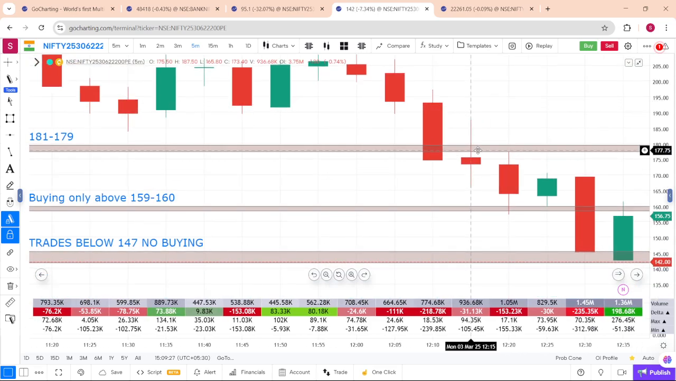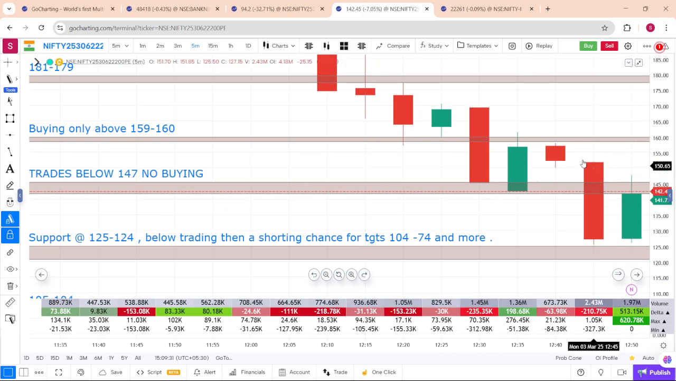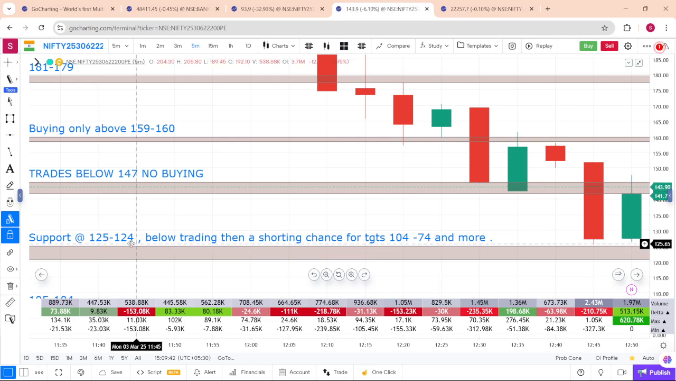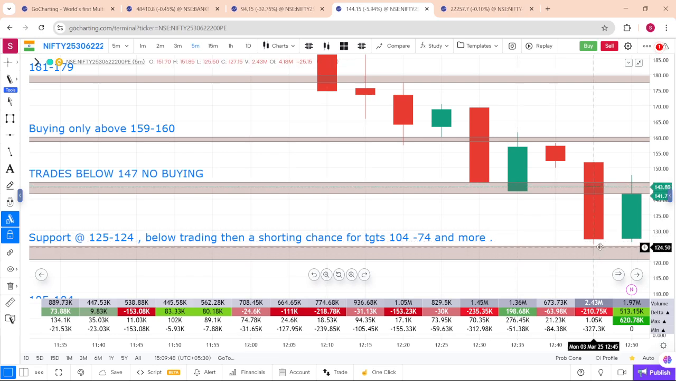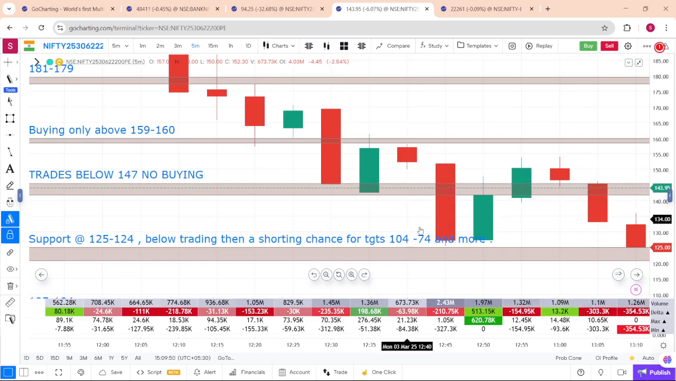We got a shorting chance here at 177. And after that, this level also broke, and it has just touched this important support level. Support at 125, 124: below that trading, there is a shorting chance. Don't buy this put option. See where it has closed. Let us see what has happened.